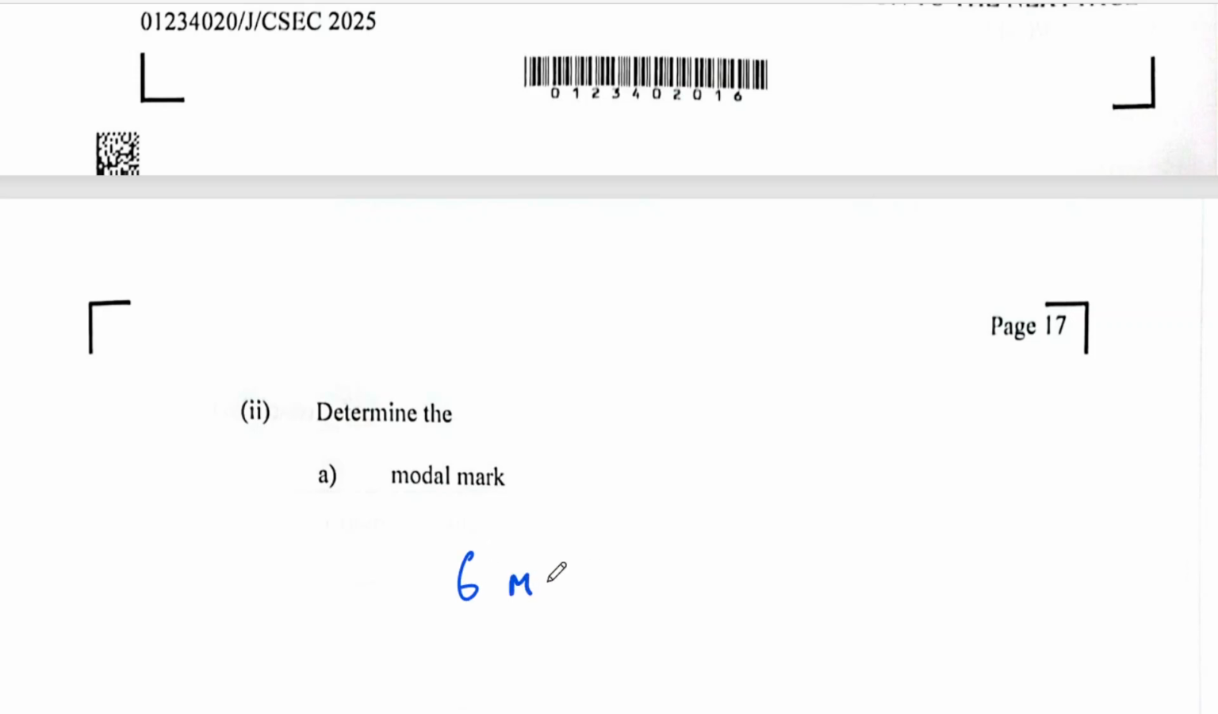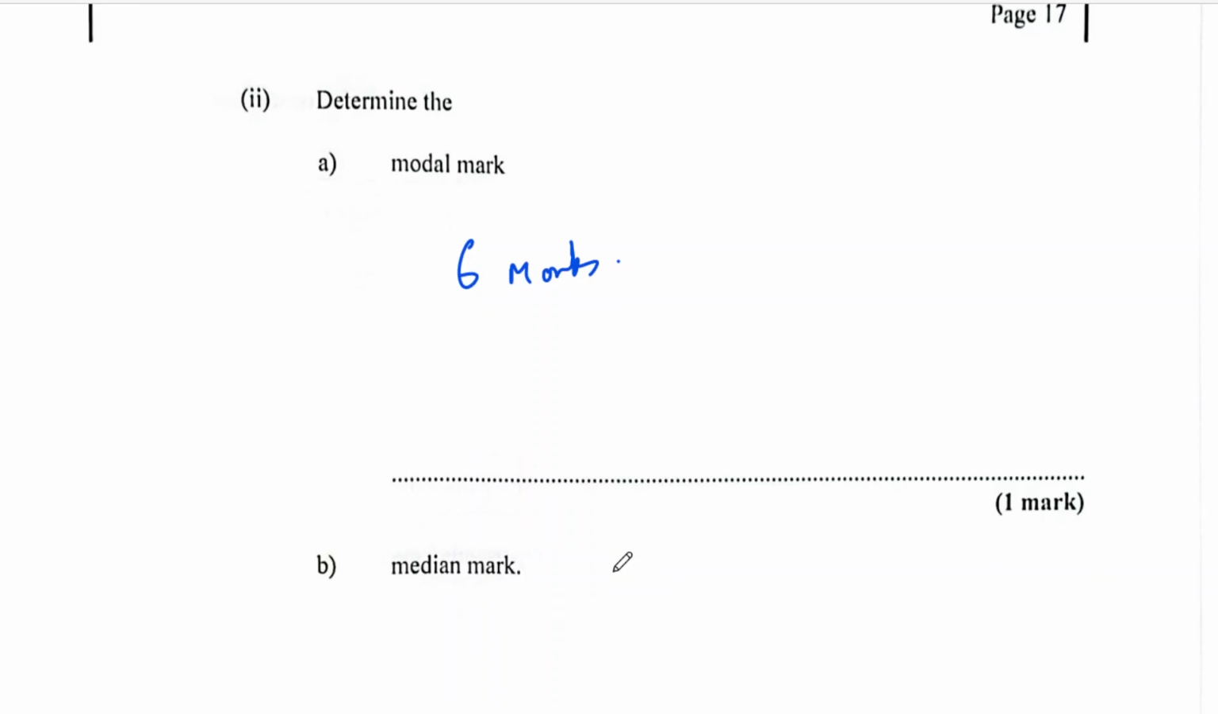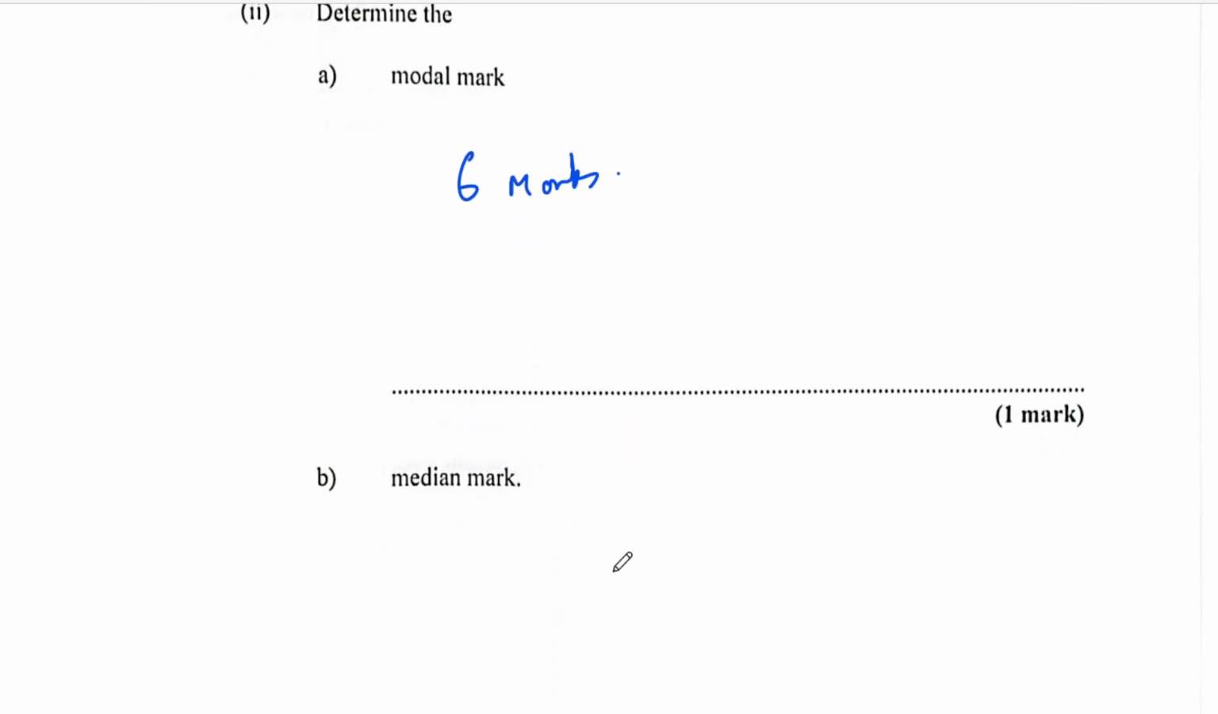Well, like 6 marks. And then they ask for the median mark, right? So the median, once we're dealing with ungrouped or grouped data, and we're not reading from a cumulative curve. When we're reading from a cumulative curve it is a bit different. We will look at that when we're doing a question like that.